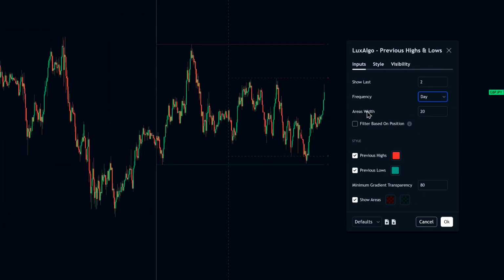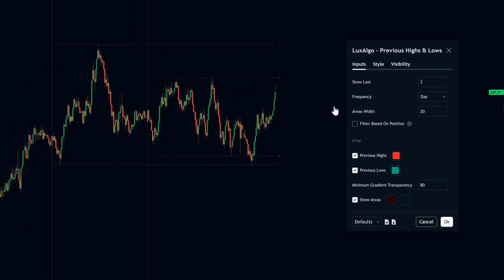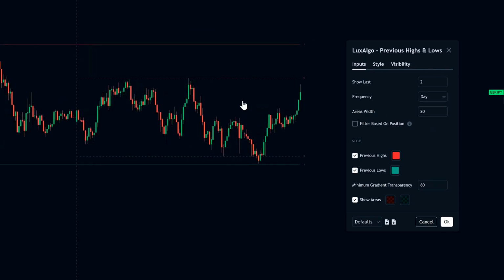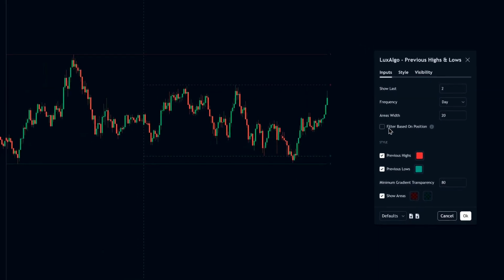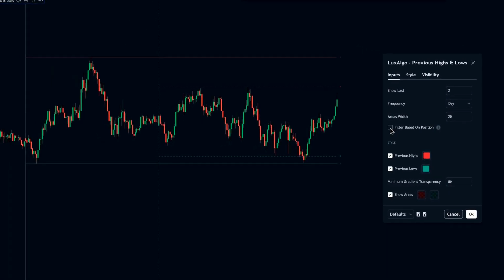Next, you can tweak the area width, which changes the thickness of the support and resistance zones. There's also an option to filter the levels based on their position relative to the current price. For instance, you can configure it to only display previous highs above the current price or lows below it, which can help you declutter your chart. Once your settings are dialed in, the indicator is ready to go.